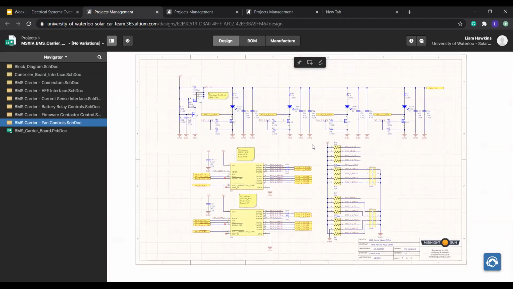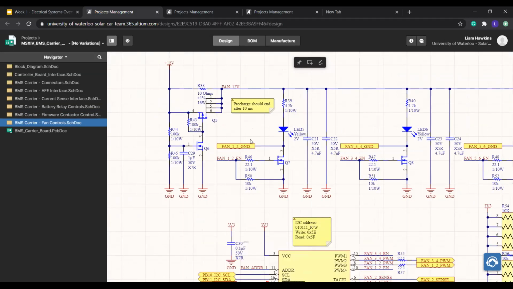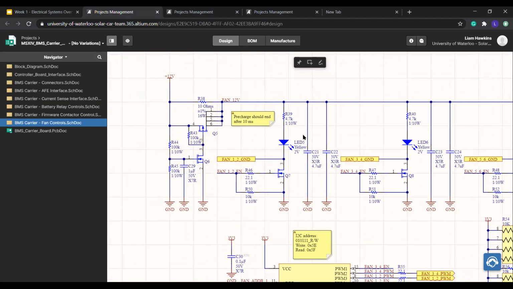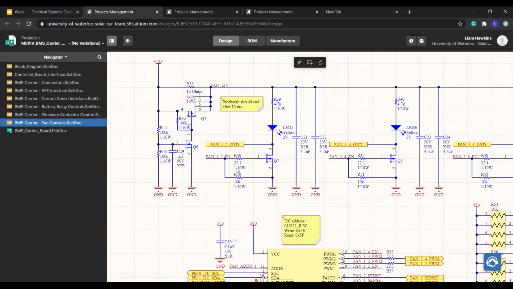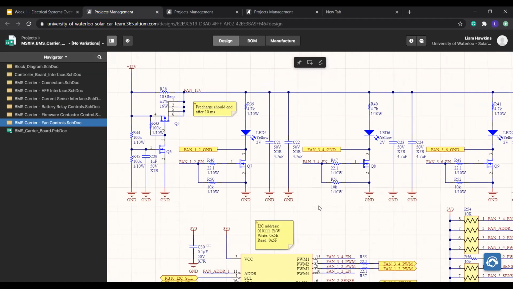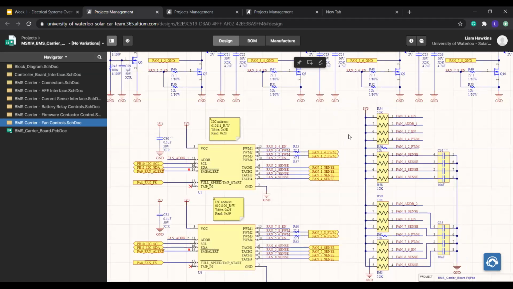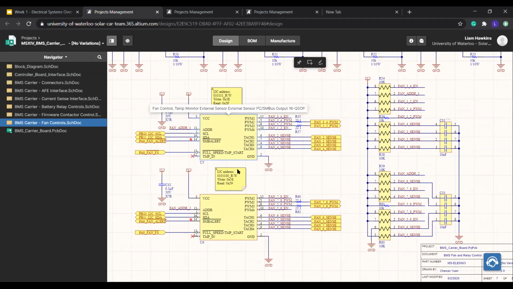And the BMS carrier also controls the fans. So this is very similar to the relay controls, where the fans have capacitors that need to be pre-charged. So the same pre-charging circuit there. Each pair of fans has a low side switch to enable or disable it. And then there will be 3 fan controllers that will provide a PWM signal to control the speed of the fans. And then they also have tachometer inputs to sense the speed of the fans.